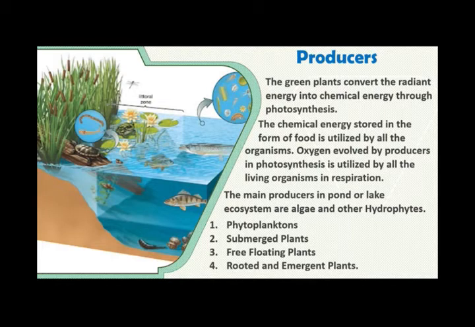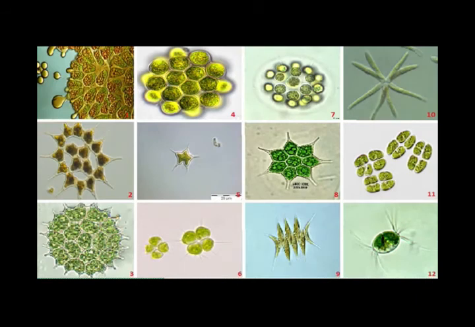The main producers in the pond or the lake ecosystem are algae, and they are classified as follows: phytoplanktons, submerged plants, free floating plants, rooted and emergent plants. Now first let us see the phytoplanktons. The phytoplanktons are the microscopic plants that live suspended in the water column. Phytoplankton communities are usually quite diverse, with typically several dozens of species.